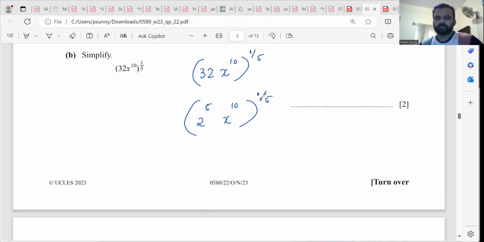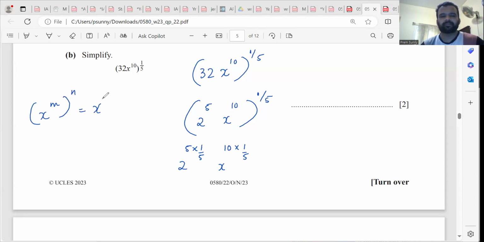Now I can give the power of 1 by 5 to each of them separately. So 2 to the power of 5 into 1 by 5, and x to the power of 10 into 1 by 5. We know in the law of indices, x to the power of m to the power of n is x to the power of m into n. Same thing: 2 to the power of 5 to the power of 1 by 5 is 2 to the power of 5 into 1 by 5.